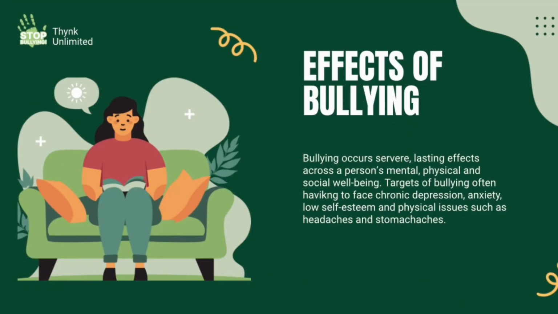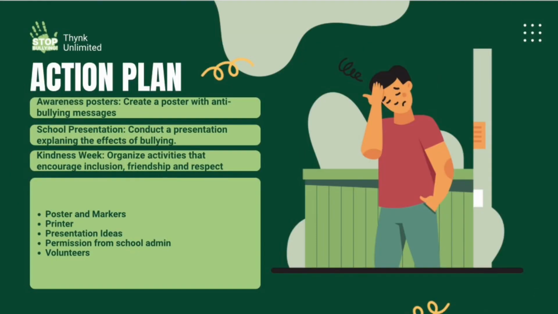Effects of bullying. Bullying has severe, lasting effects across a person's mental, physical, and social well-being. Targets of bullying often face chronic depression, anxiety, low self-esteem, and physical issues such as headaches and stomach aches. Some actions that we can take are awareness posters.